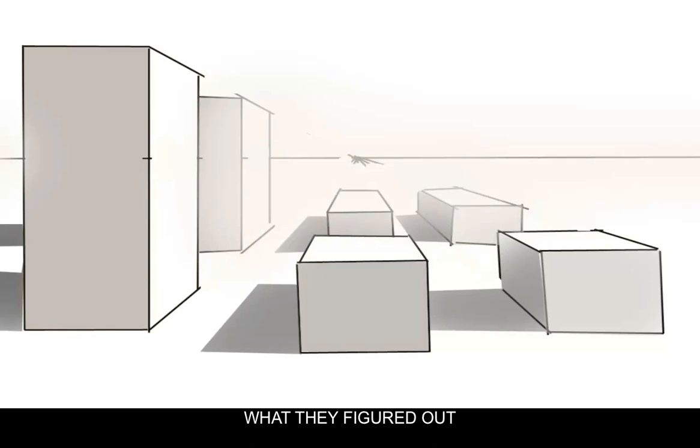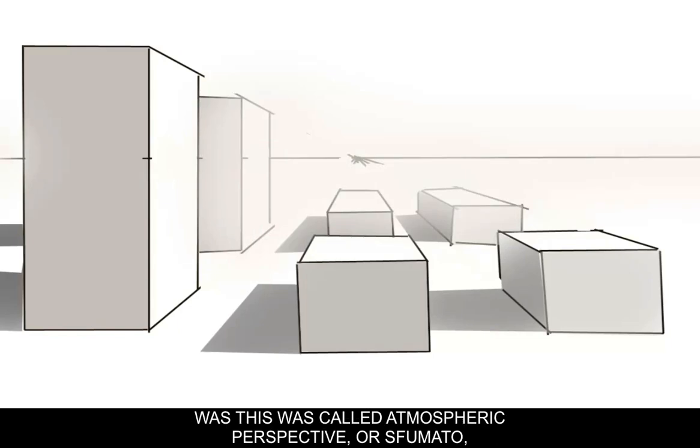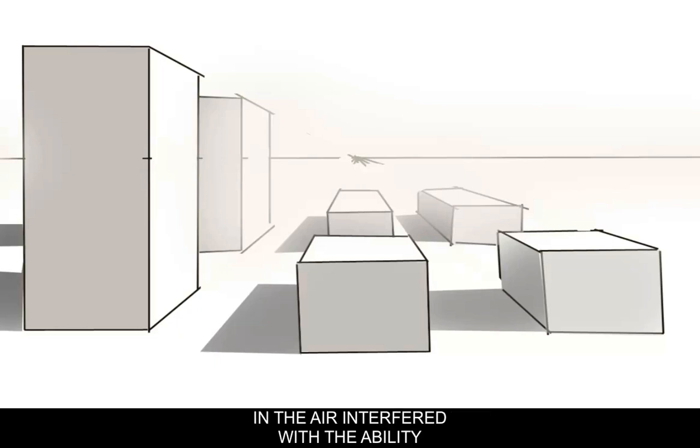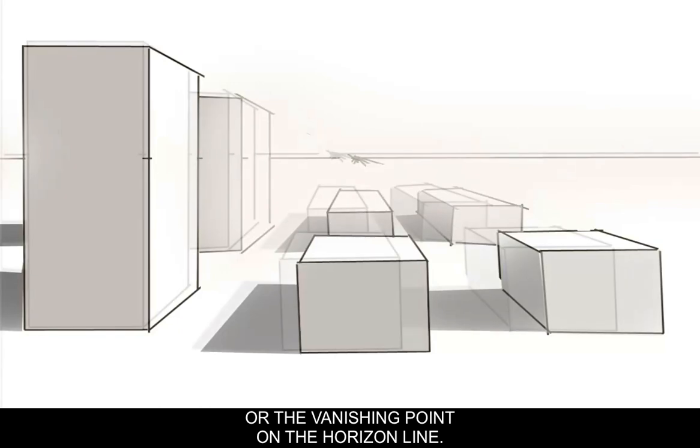What they figured out was this was called atmospheric perspective, or sfumato, in which the air and the vapor and the particles of water in the air interfered with the ability to see light, and so things became bluer and lighter as they reached the horizon, or the vanishing point on the horizon line.